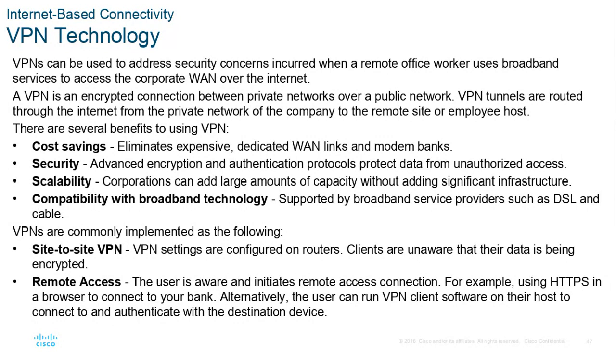Two types of VPNs are site-to-site VPN, where we configure the router at the branch office in Fort Worth and the router at the branch office in Dallas. They both go to their respective ISP connections. And all the machines at the Fort Worth and Dallas branch offices don't need any VPN code in them.